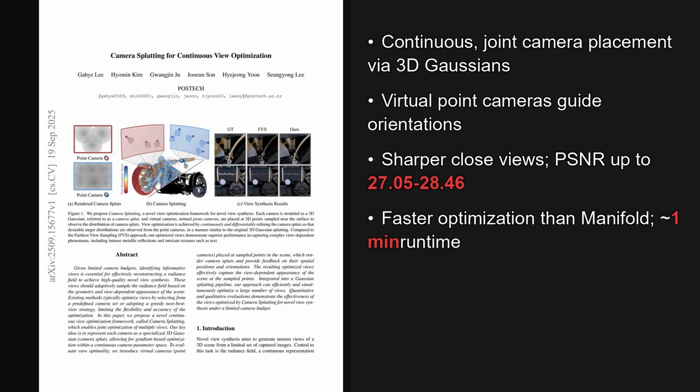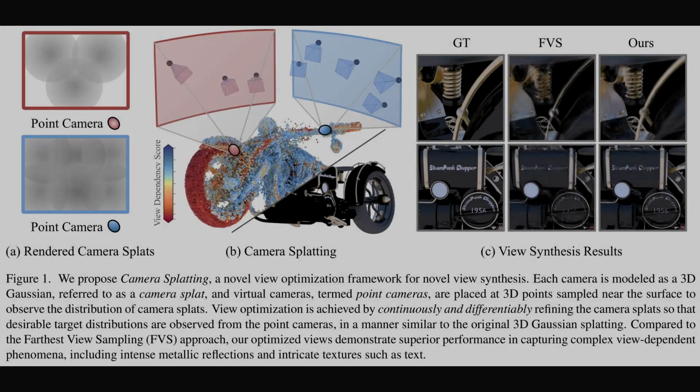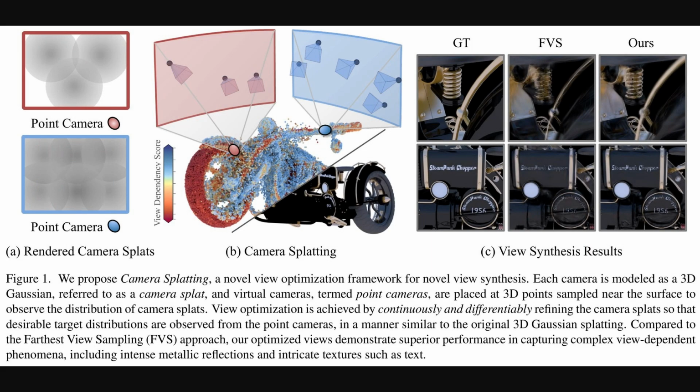And as we will see later, the implications for scene capture efficiency are quite significant. In short, the method models each camera as a three-dimensional Gaussian and uses virtual point cameras to guide optimization under tight budget constraints.